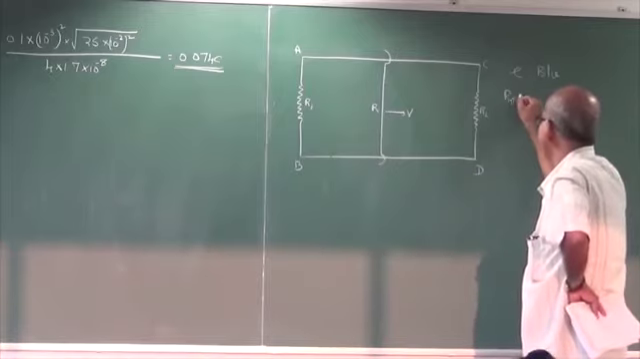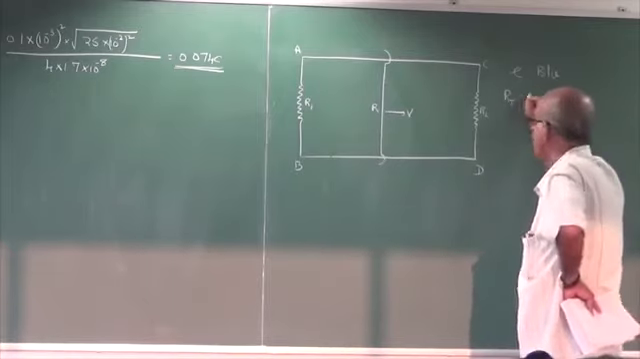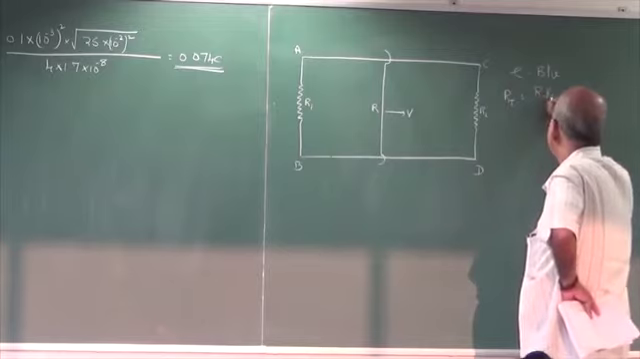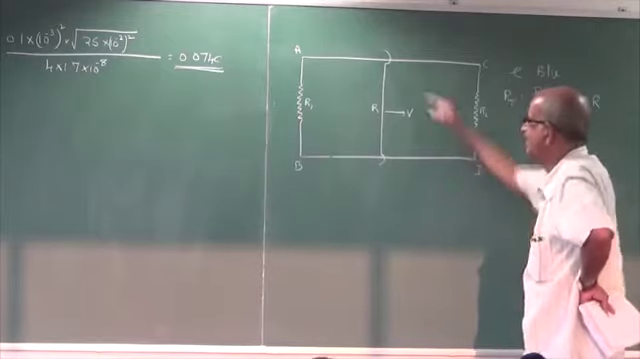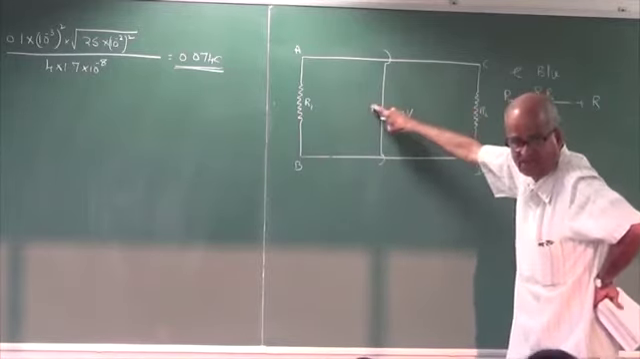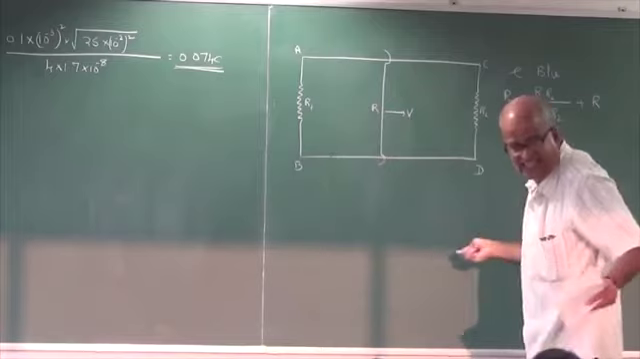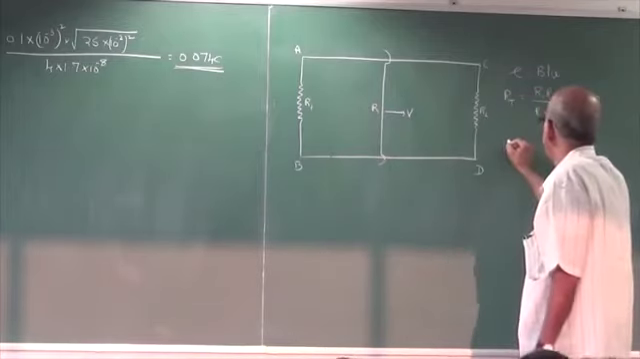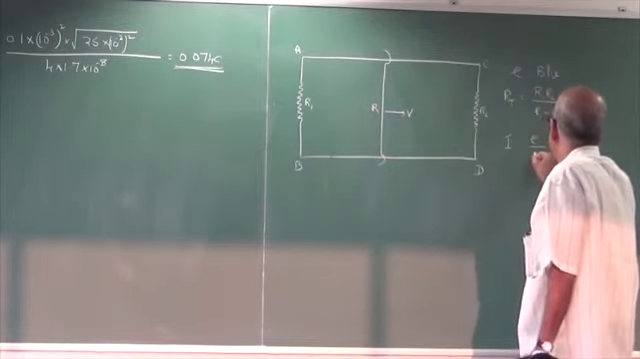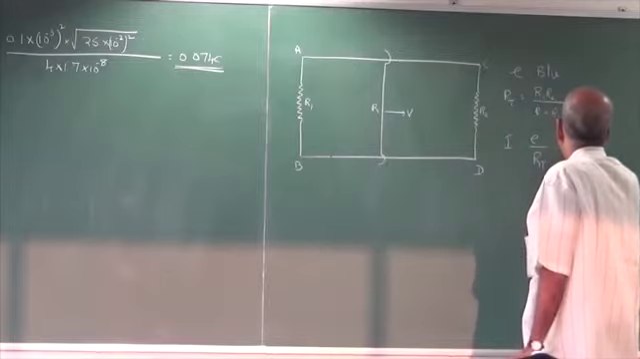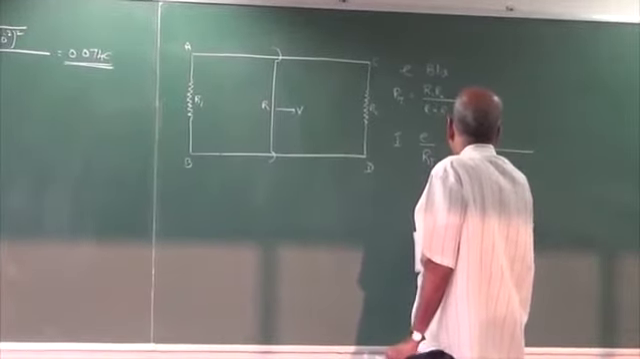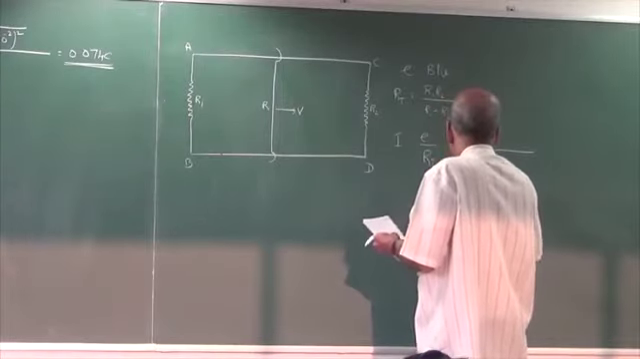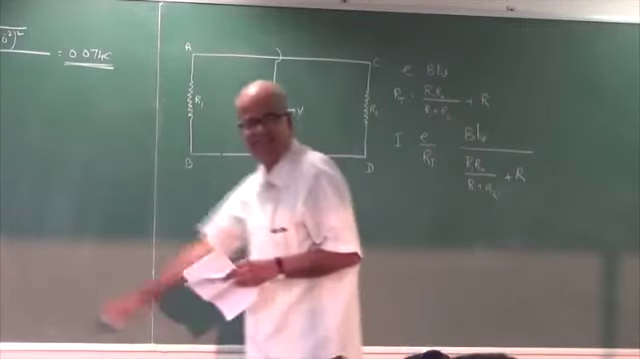EMF is BLV. Total resistance in the circuit is external resistance, will you agree? They are in parallel, plus internal resistance. This is the source of EMF which offers a resistance R. You take it as its internal resistance. So, current will be E by RT, BLV by R1 R2 by R1 plus R2 plus R. Clear?